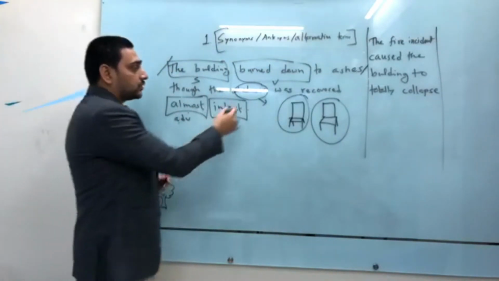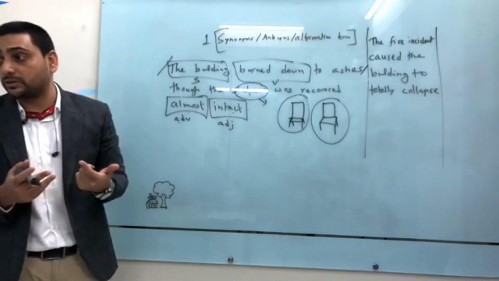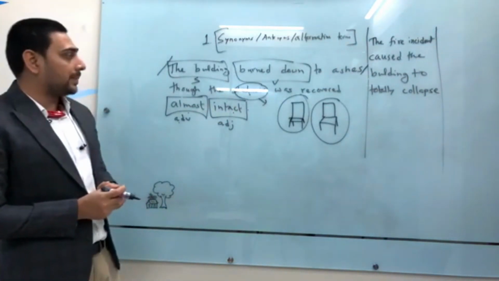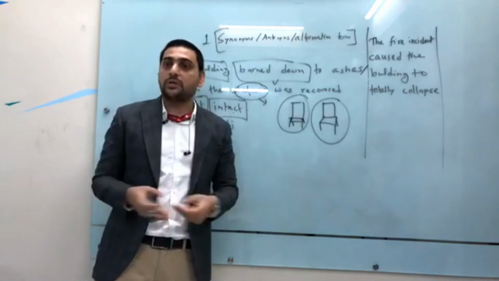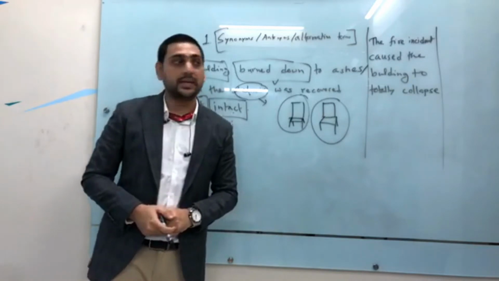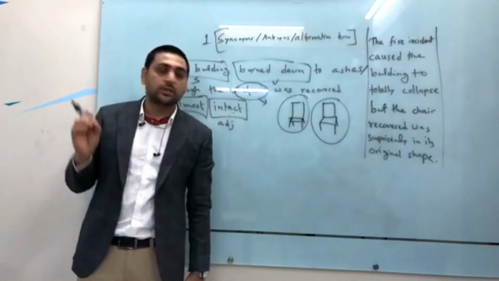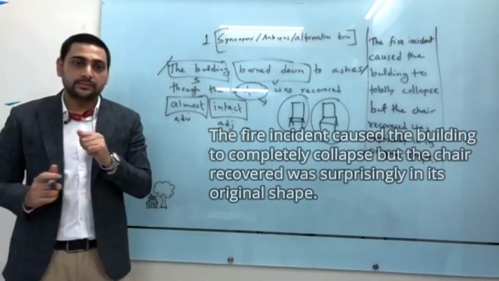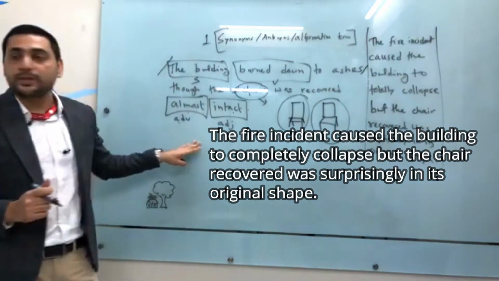But we are basically talking about probably the chair, because here a chair is mentioned, an object. So now I have to see that almost intact, totally destroyed, this matters, right? But the chair recovered was surprisingly in its original shape. Now match. Tell me. Now true, false or not given. At least this cannot be true, can it?